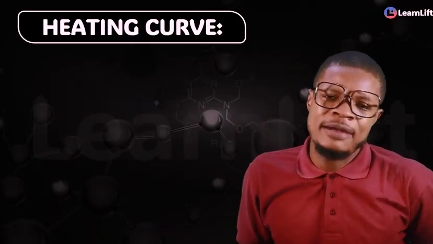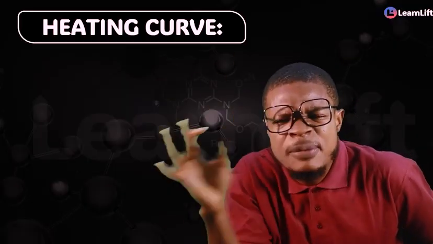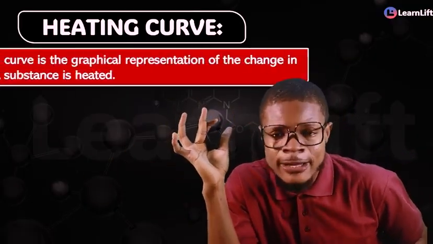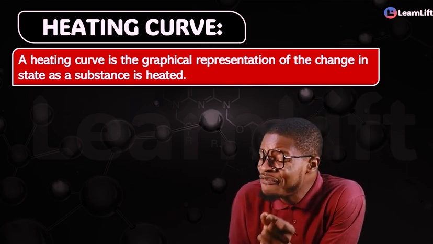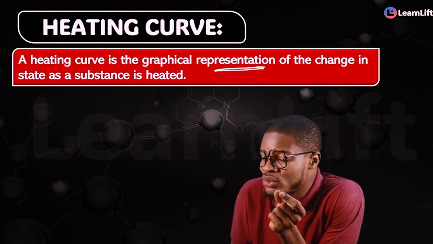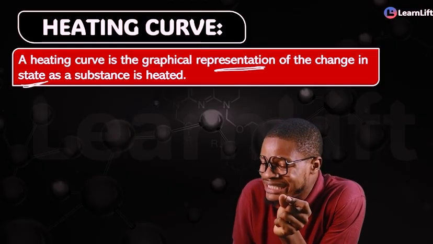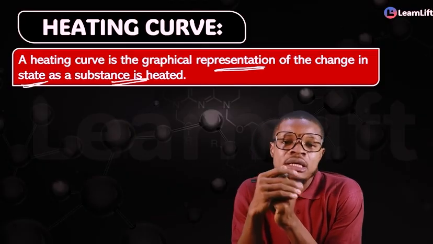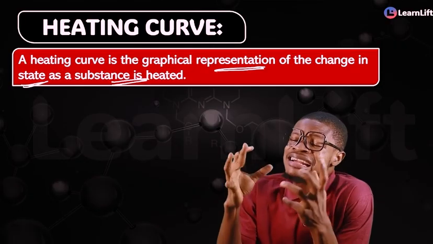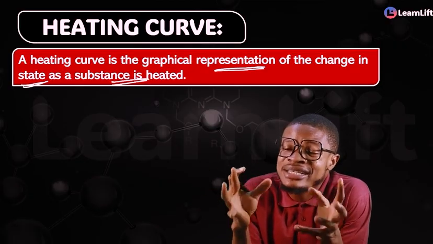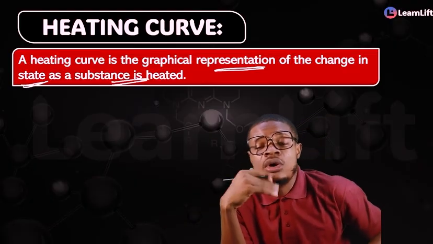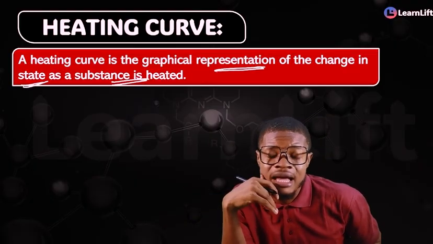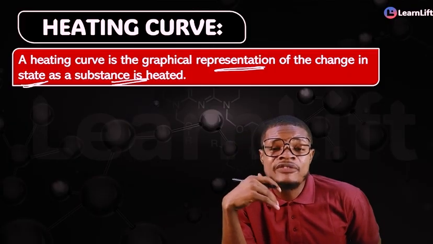Let's say, for example, when we say heating curve, the simple question is, what is heating curve? First, note this, that heating curve is the graphical representation of the change in states as a substance is heated. So that graphical representation of change in states when you heat a substance, what is it called? It is called your heating curve. And of course, heating curve is different from cooling curve.